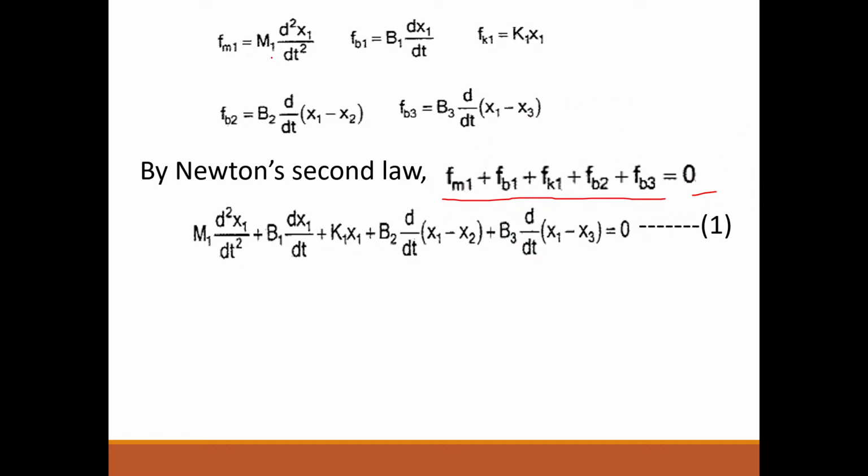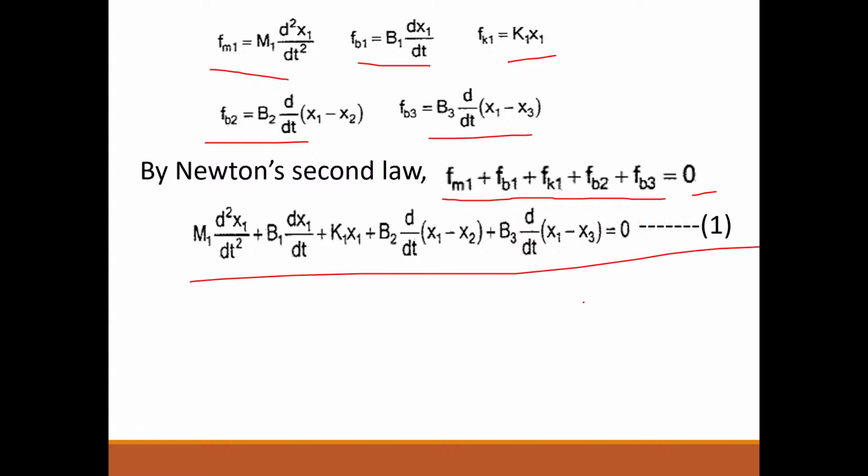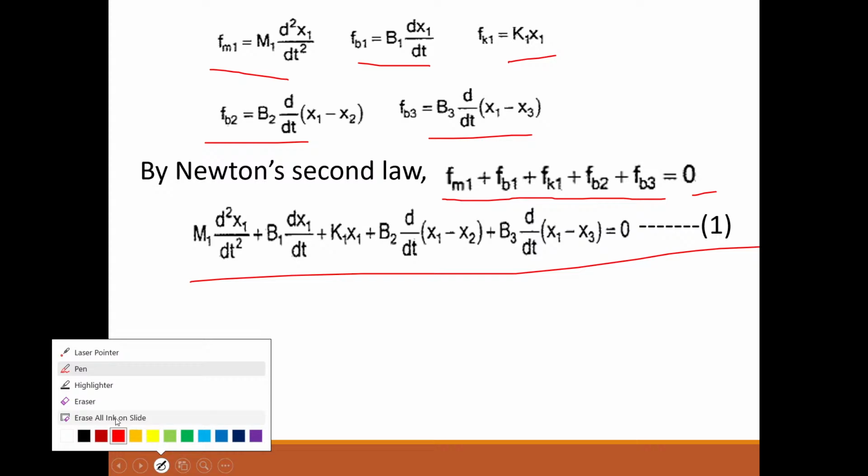These are the opposing forces. Already we know the equations for each opposing force. Substitute these expressions in this equation and you will get this. You will get this equation 1. So instead of Fm1, write m1 d square by dt square x1 plus, instead of Fb1, write b1 into dx1 by dt. Instead of Fk1, write k1 x1. I will just erase all lines.